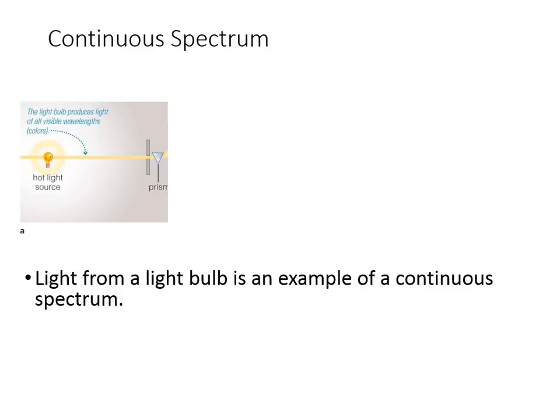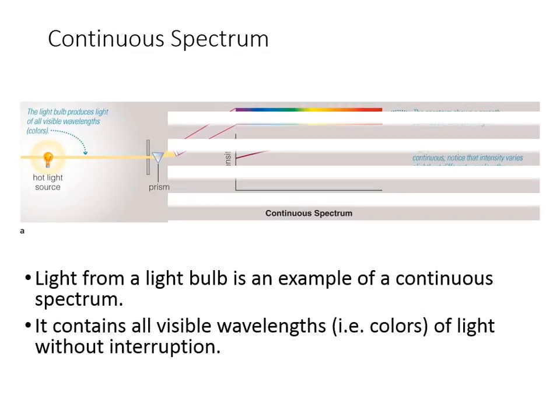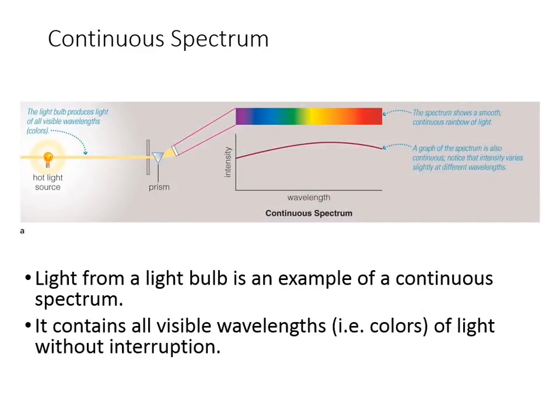and send it through a prism, and that prism will split it out into its ROY G. BIV. Can you see the ROY G. BIV kind of going backwards? Red, orange, yellow, green, blue, indigo, violet. So continuous spectrum, no lines.